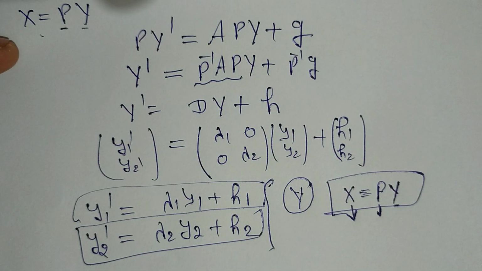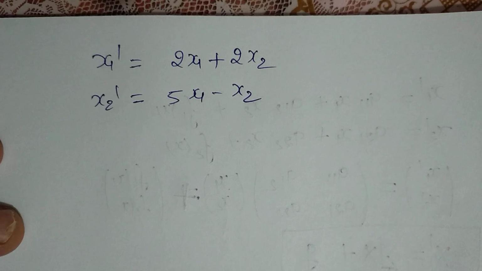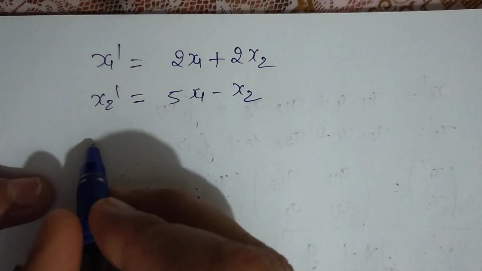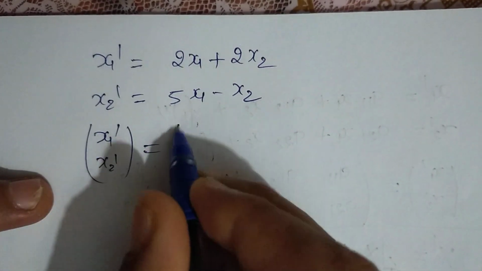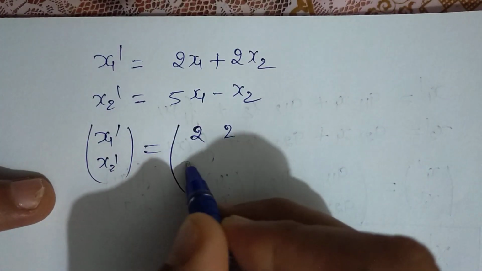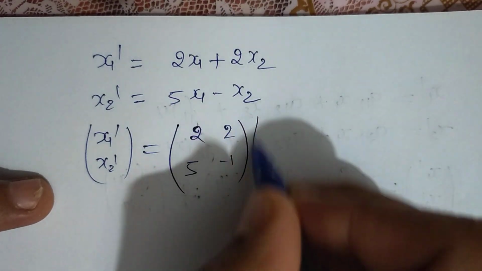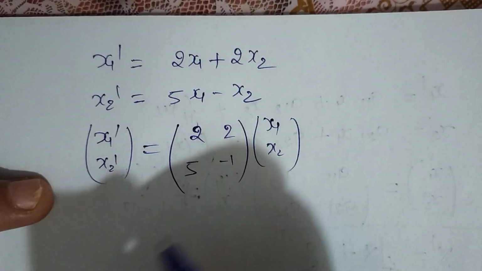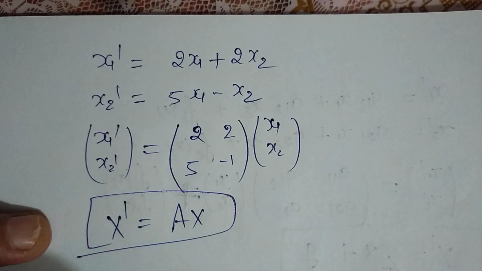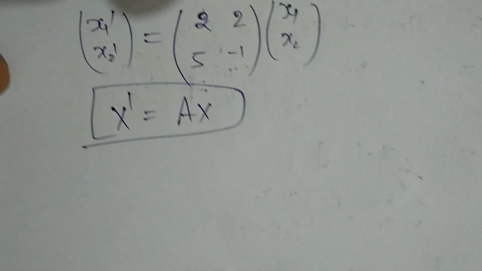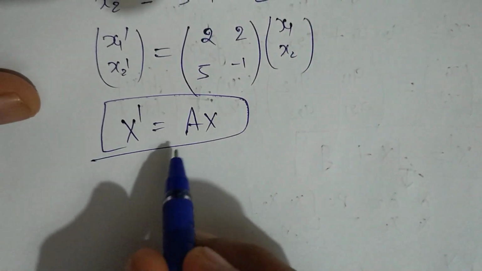Let us see one example. This is the given homogeneous system of equations, and we can write it in matrix form. We get x1 dash, x2 dash equal to the matrix 2 2, 5 minus 1, times x1 and x2. So this is the form of X dash equal to AX. We find the P matrix here.